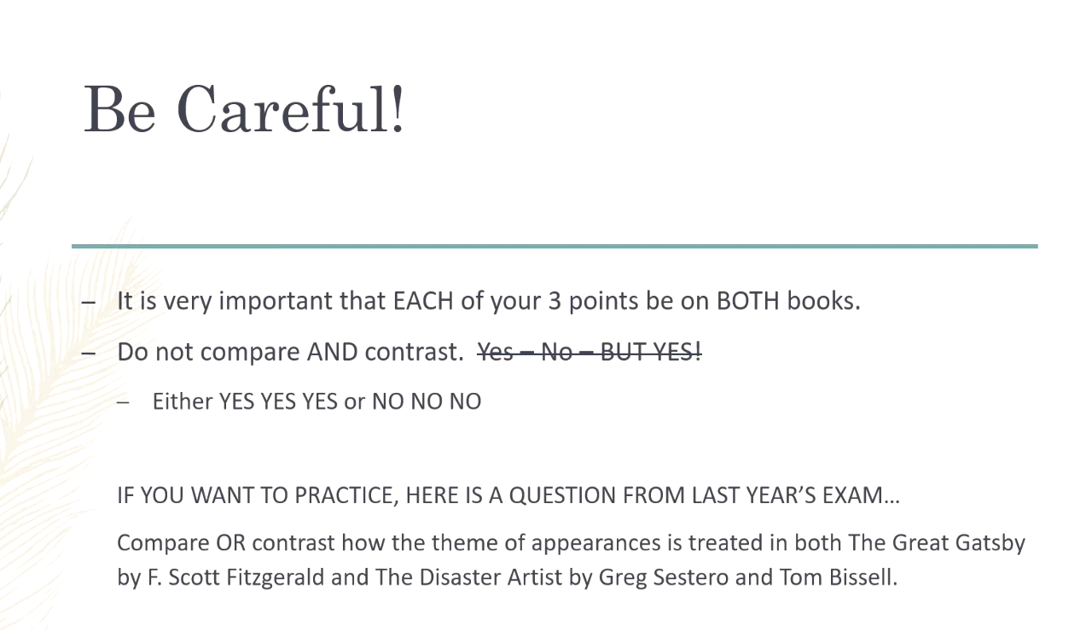For those of you who want to practice, this is last year's exam question. I don't remember if it was June or August, but the question was, compare or contrast how the theme of appearances is treated in both The Great Gatsby and The Disaster Artist. So here, for those of you who want to practice this, you would be comparing or contrasting the similarity of the theme of appearance in both books. So if you're comparing, you're saying how it's similar, or if you're contrasting, you're saying how it's not similar. I hope that makes things a bit clearer.